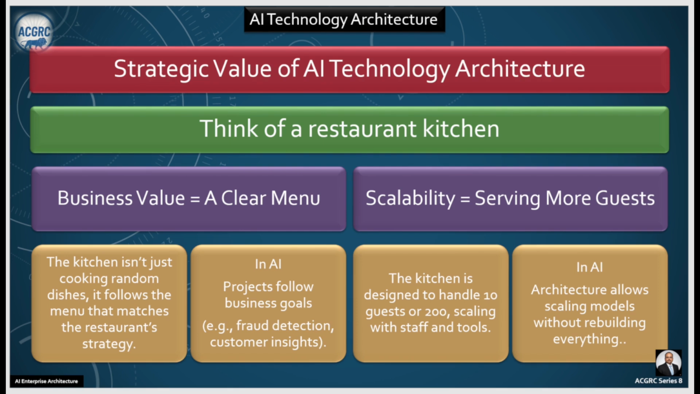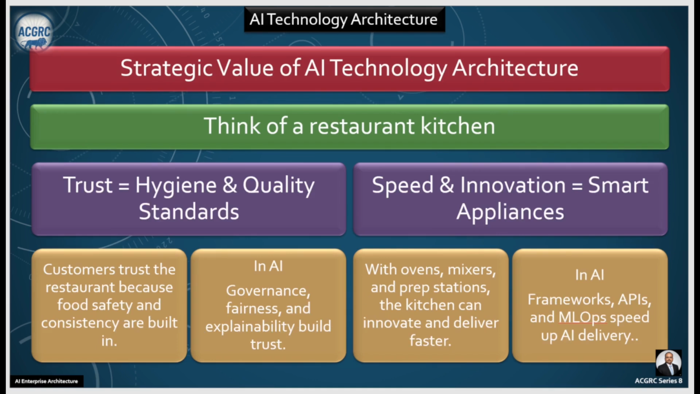When we say scalability, the kitchen is designed to handle 10 guests or 200, scaling with staff and tools. Similarly, in AI, architecture follows a scaling model without rebuilding everything. When you come to the trust aspect, the customer trusts the restaurant because food safety and consistency are built in. Similarly, in AI, governance, fairness and explainability build trust.